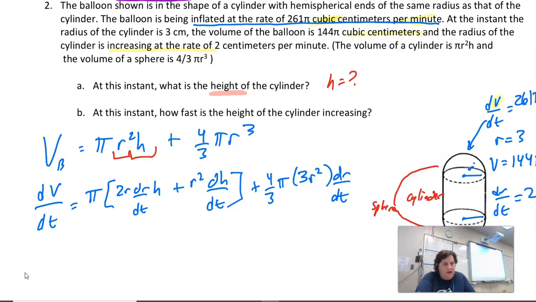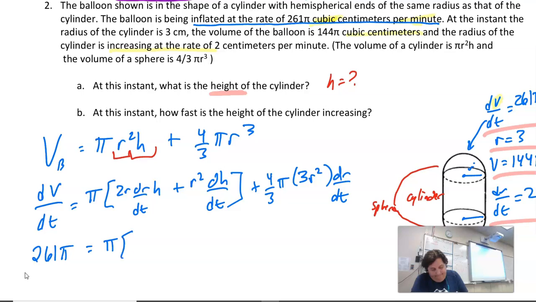All right? So, no big deal, right? I got all sorts of variables over here. So I'm gonna start plugging things in. Oh, and that, I forgot about that, boom. Okay, dV dt is 261 pi. All right, in here I have 2 times 3 times dr dt times h, which I do not know. We are going to come back to that in one quick second. I have r squared and dh dt, which I also do not know.